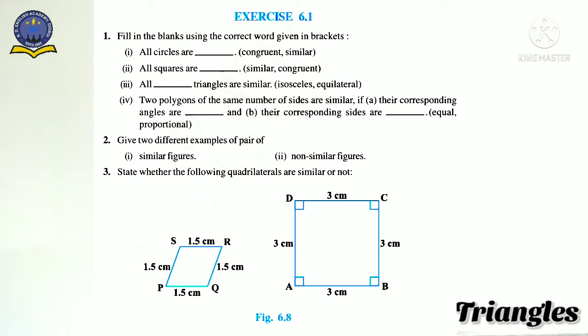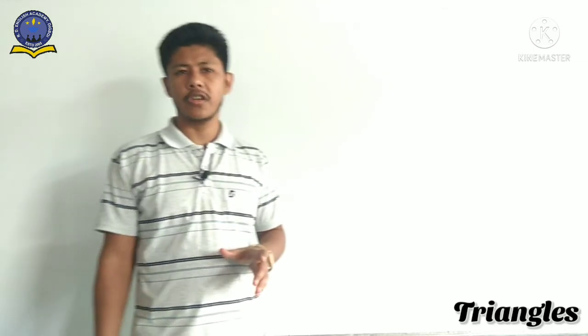then these two are not similar because their shapes are not the same. Is it clear? And finally the third one: state whether the following quadrilaterals are similar or not. Obviously these two quadrilaterals are not similar, because their shapes are not the same. So today we completed exercise 6.1. You have to copy all these questions and solve them in your copy.